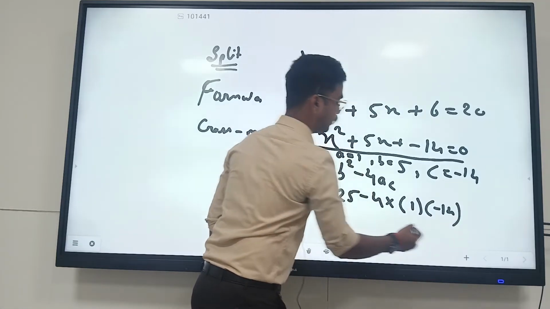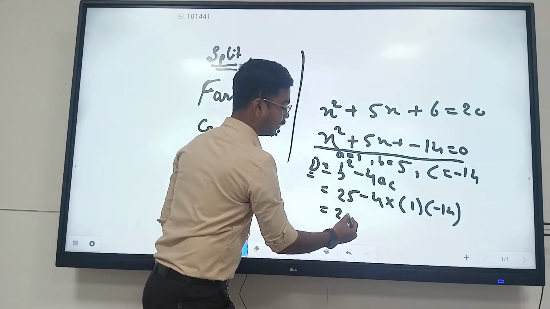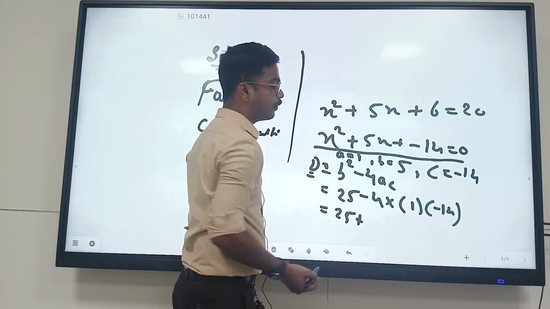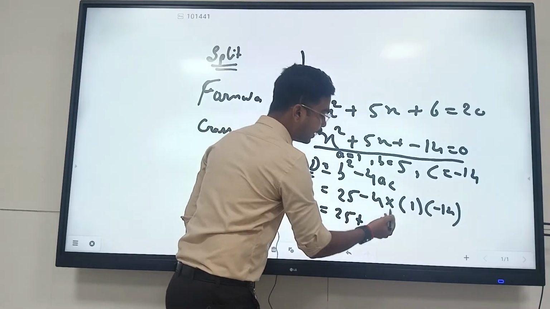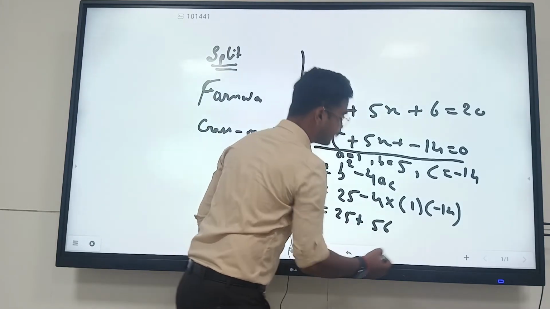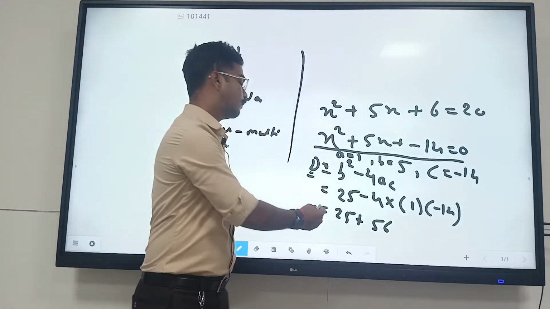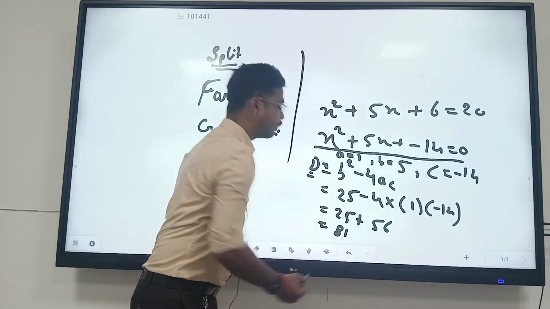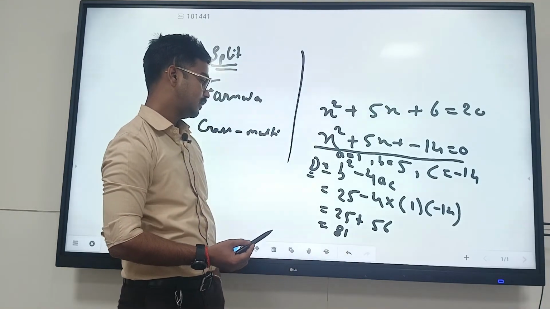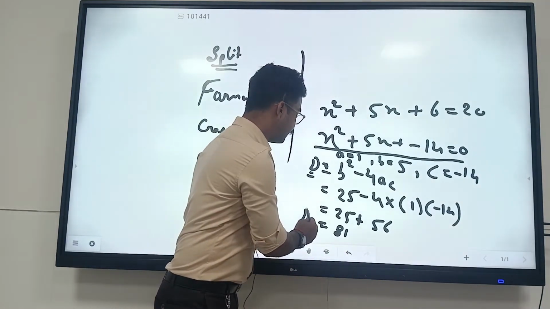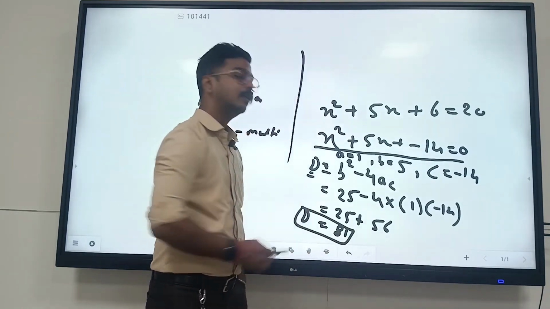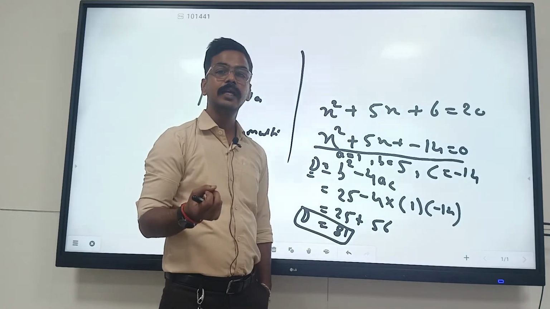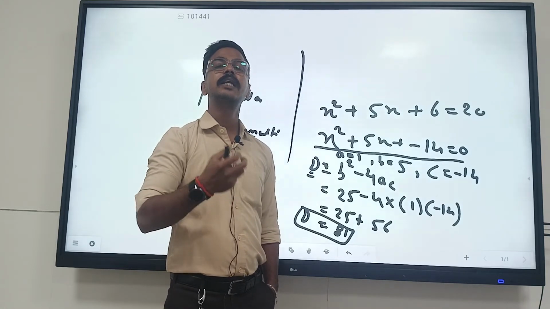We have to simplify this. Let's see, 25 minus into minus will be plus, and 14 into 4 will be 56. So now what solution are we getting? 81. So what is the value of D we are getting here? D is 81. So the value of D can be positive, the value of D can be negative, or the value of D can be equal to 0.